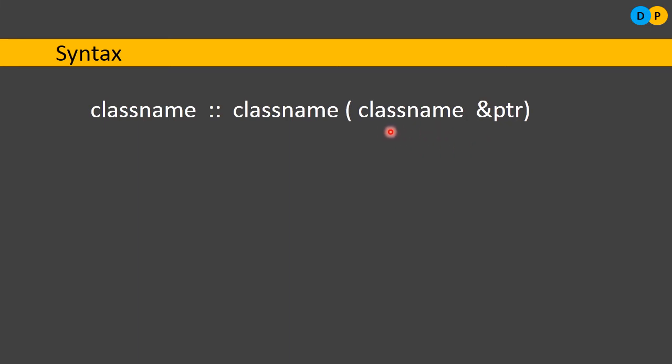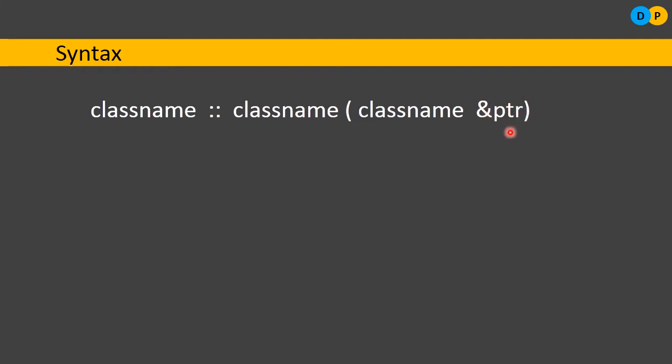So that's why we are using class name once again. First, class name indicates the name of the class. Second, here again we are using class name, but it indicates the name of the constructor. Here again, class name indicates what type the object is. Here we are passing the address of the object, that's why we are using ampersand ptr.